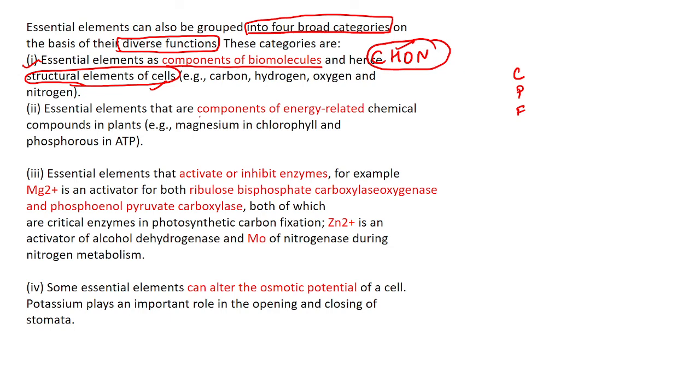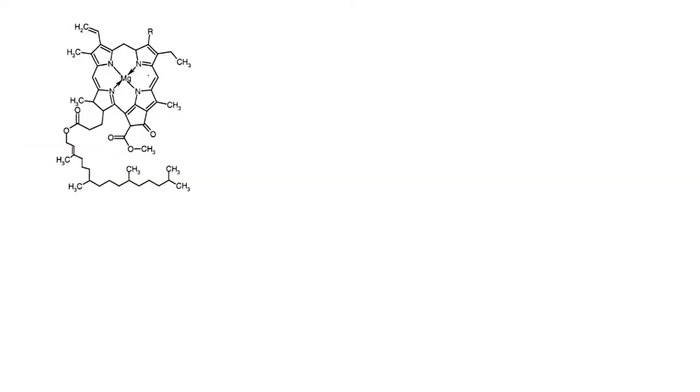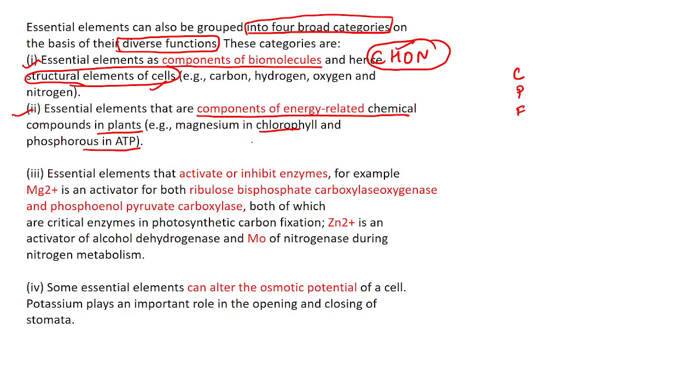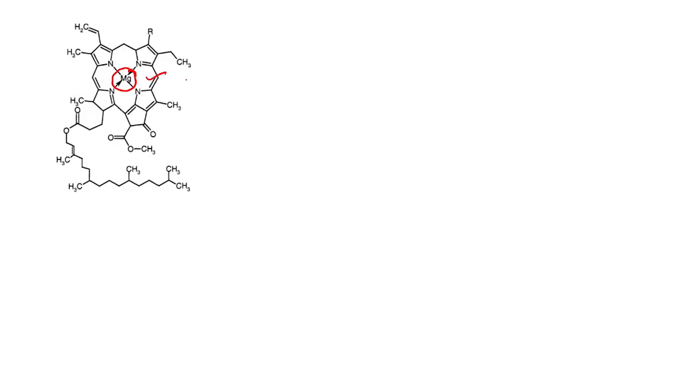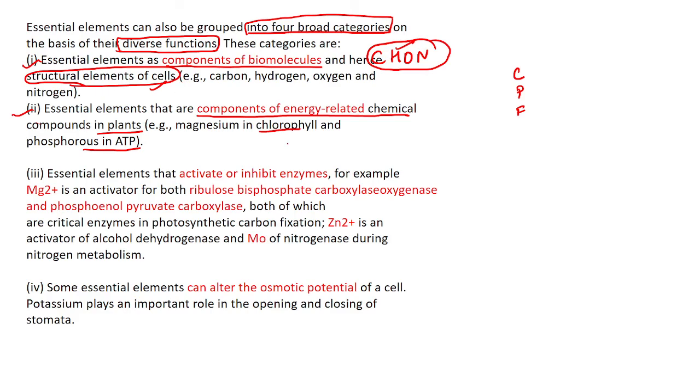Then second, essential elements that are the components of energy related chemical compounds in plant. They are found in the compounds which are involved in the energy related functions. Say for example magnesium in chlorophyll and your phosphorus in your ATP. So you have seen this is your magnesium. This is the diagram of chlorophyll. Okay. So magnesium is present over here. This is chemical compound chlorophyll, and phosphorus in your ATP, adenosine triphosphate.